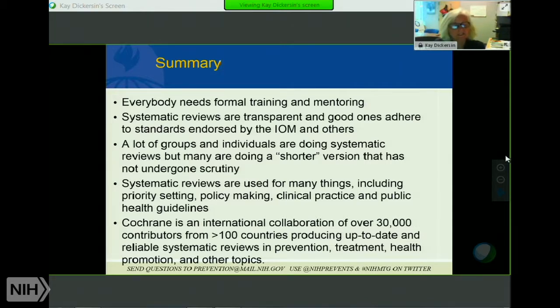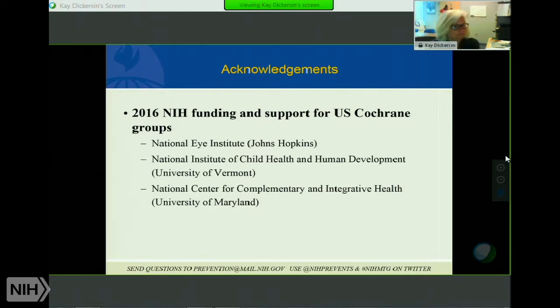And I did mention that Cochrane is an international collaboration. Anyone can participate. I'm at the U.S. Cochrane Center. It was said by David in the beginning, and we're happy to help you get involved if you want to. And finally, I'd like to acknowledge the NIH that funds 3 of the Cochrane groups.